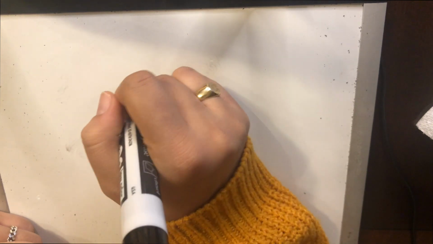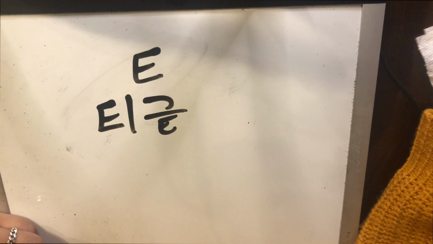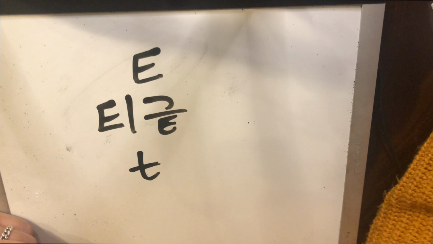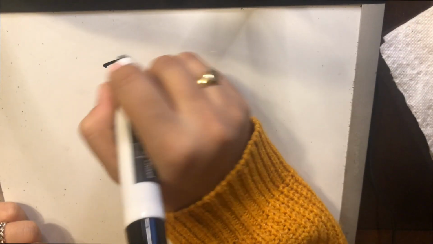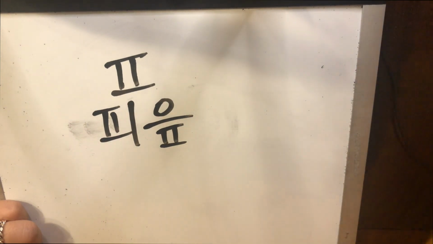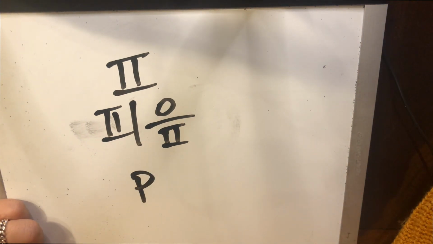Then we move on to number 12. This is tieut. Tieut makes a T sound, like in tan or top. And then it's called a pieup. So you can probably guess what sound it makes, and that is, of course, a P sound, like in path or part or pay.